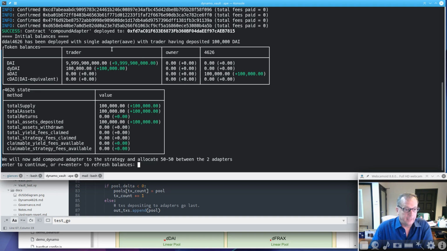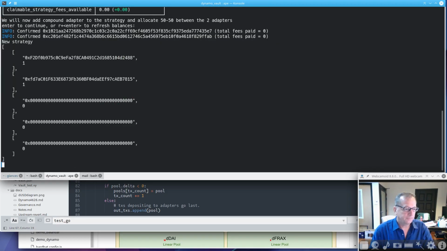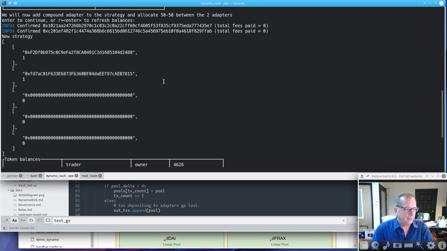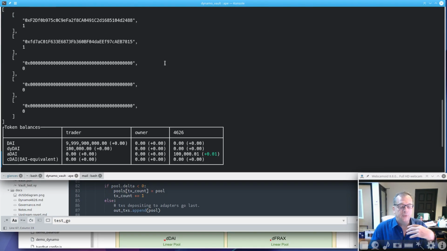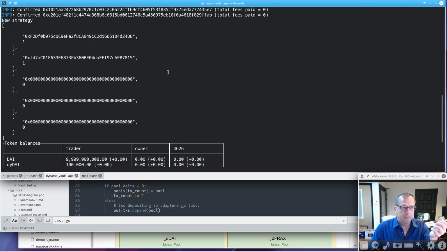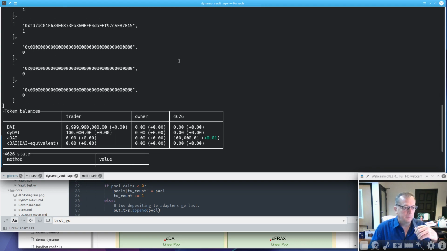So what we're going to do next is add the Compound adapter to the 4626 contract, and we're going to give it a 1-to-1, or 50-50, ratio between the two. So we'll see how that looks here. In our contract there's a maximum of up to 5 adapters, so we pass the strategy for all 5. There's only 2 of them present, so here's the Aave contract address. It's got a 1 ratio. Here's the Compound contract address. It's got a 1 ratio. So 50-50 is what we're proposing here.